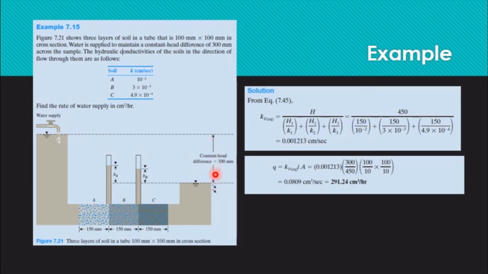300. And then, length ng soil sample is 450. And then, area ng soil specimen is 100 over 10. And then, 100 over 10. Kasi kinonvert yata ito sa cm. Kasi 100 mm to eh. Yan. Area ng, cross-sectional area ng soil. And then, we got 291.24 cubic centimeter per hour.